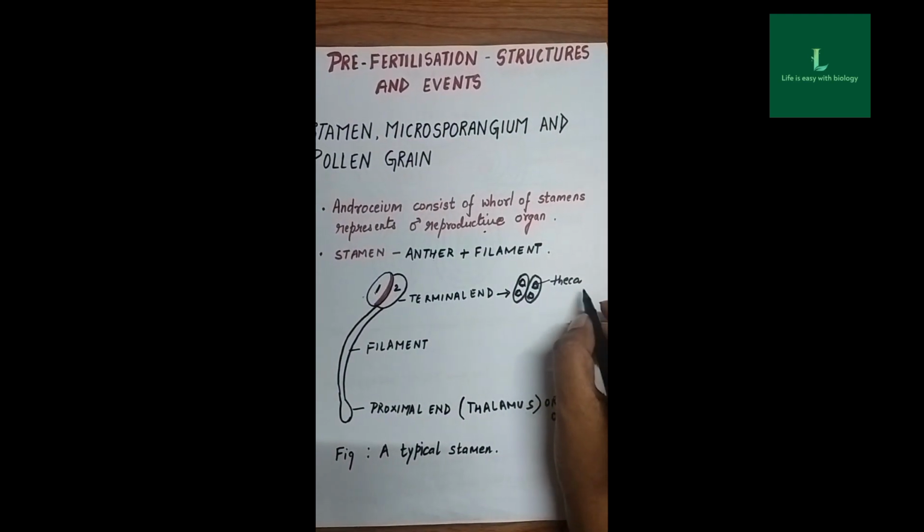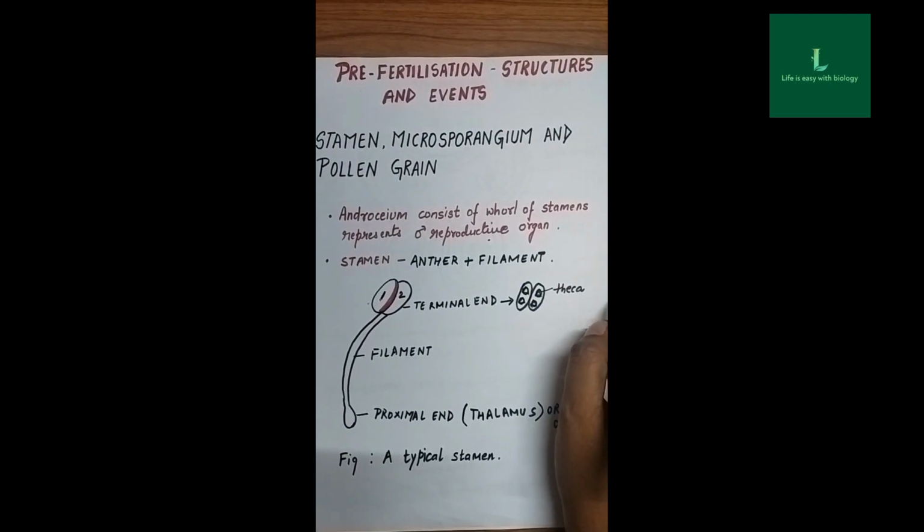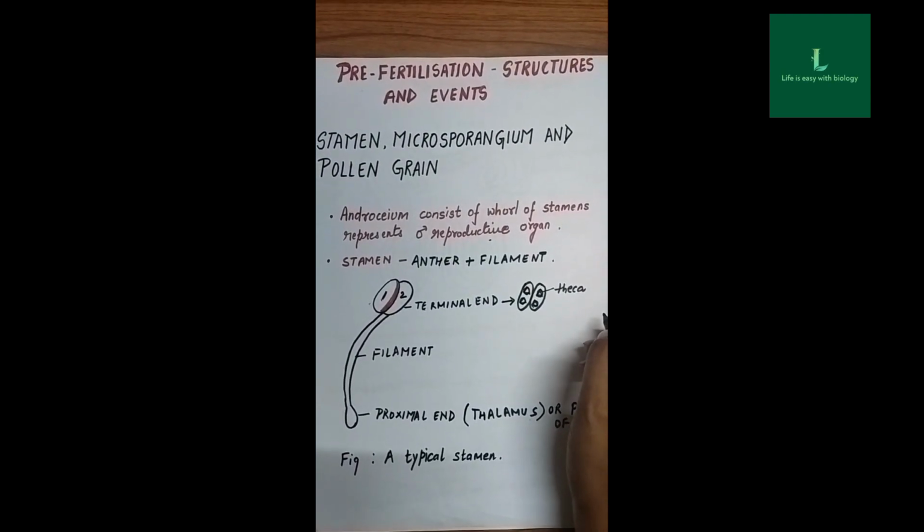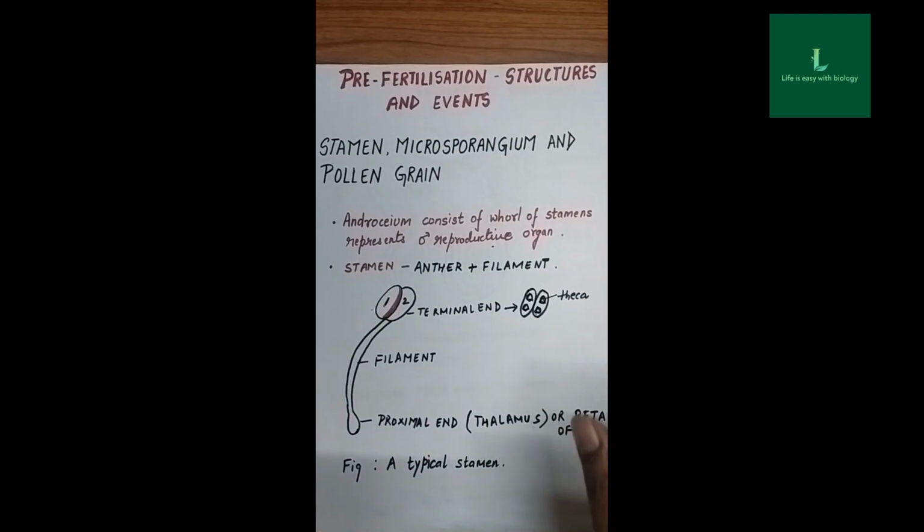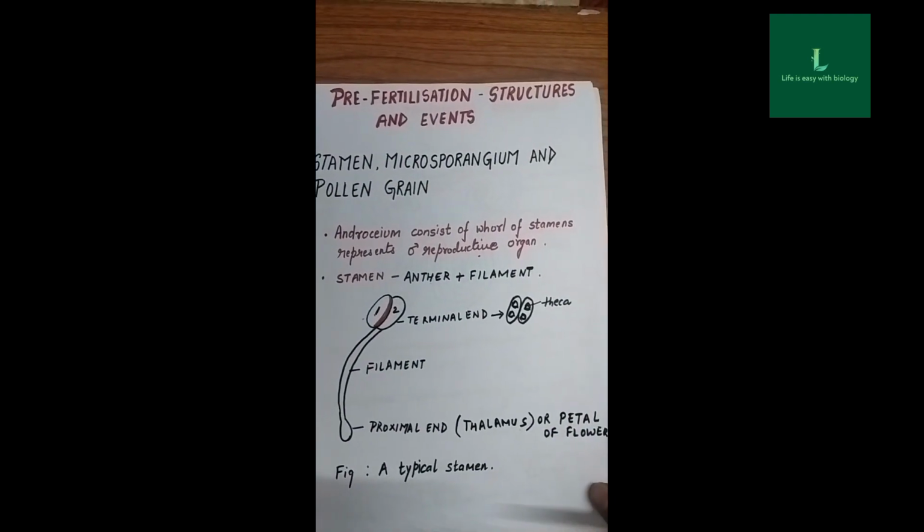This theca, on maturing, what will it become? Microsporangium. And this microsporangium, on maturing, what will it become? Pollen sac. Fine. I'll deal with this. Wait. So here you can see this much.